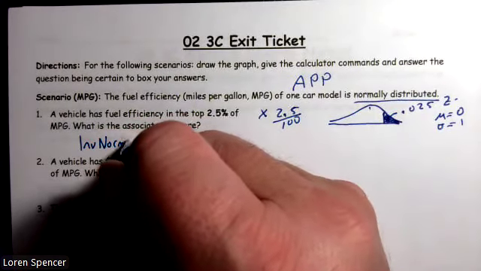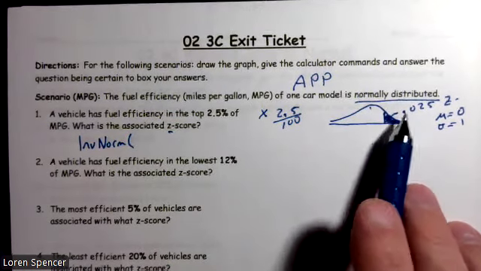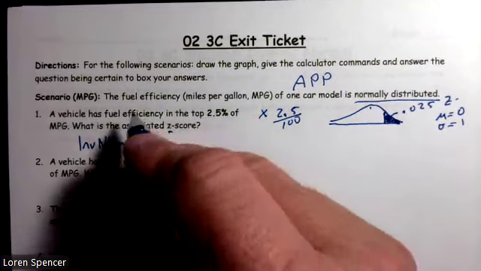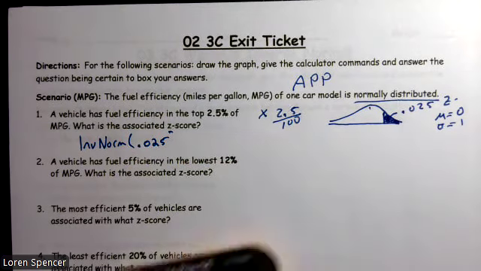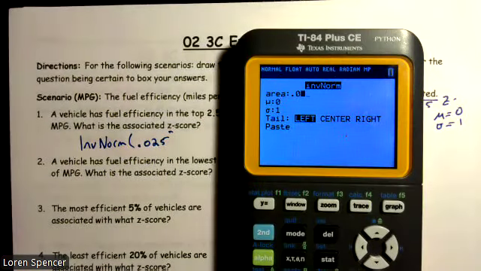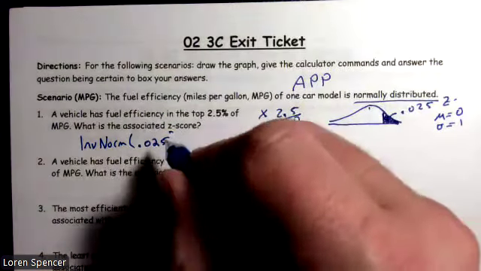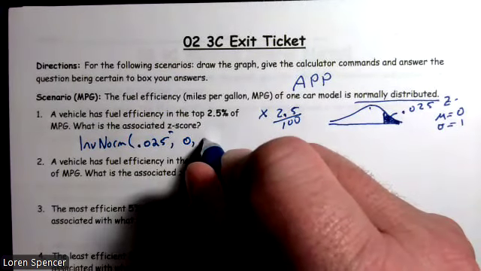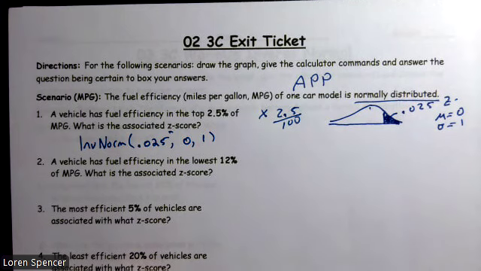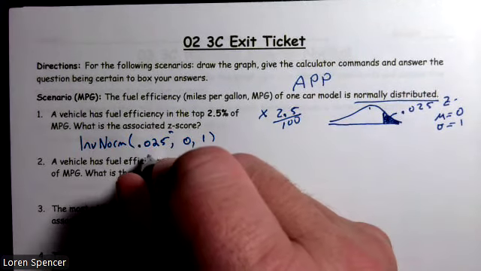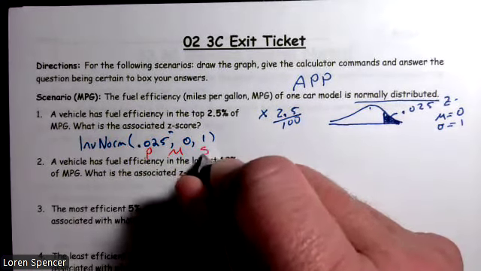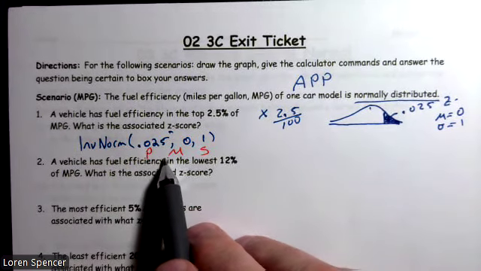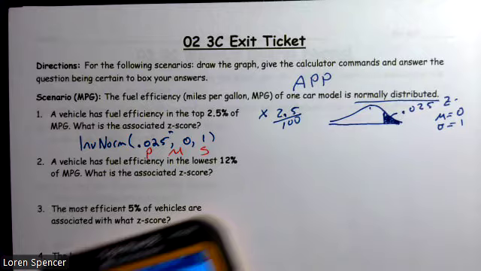The very first thing it asked for was my area. Well, that's 2.5 divided by 100, which gives me 0.025. And because it's a Z score, it's 0 and 1. Now this gets a little bit different. This is my probability, my mean, and my standard deviation. So this really can give you PMS, and hopefully that'll help you remember it.